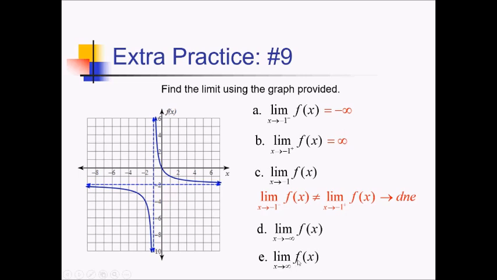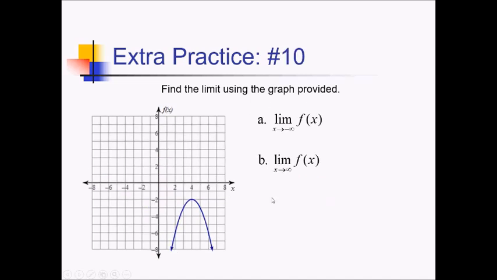Now for D and E, we're going to the far left and the far right and asking what y value we approach as we do that. As we move to the far left, we have this horizontal asymptote at y equals negative 2 that we are approaching. So negative 2 is our left side limit, or left infinity limit rather. As we move to positive infinity, as we move to the far right, we are also approaching y equals negative 2. So that's going to be the same limit because we're approaching the same horizontal asymptote.